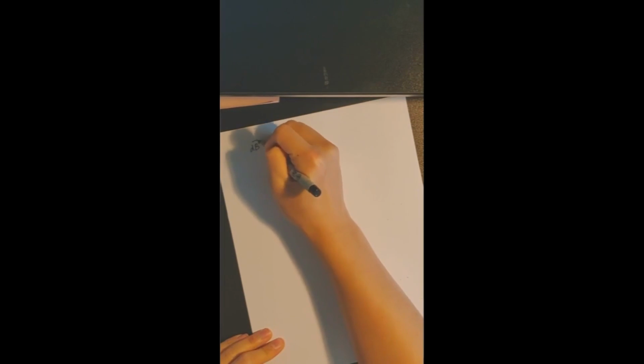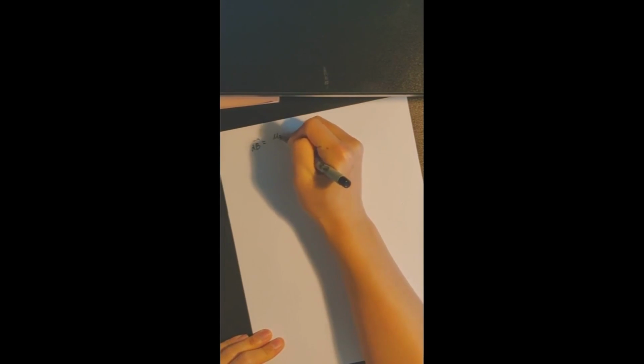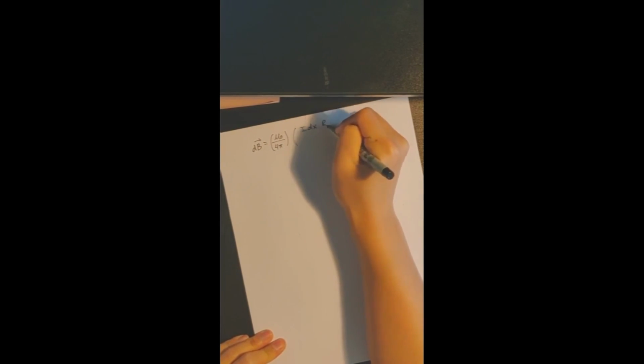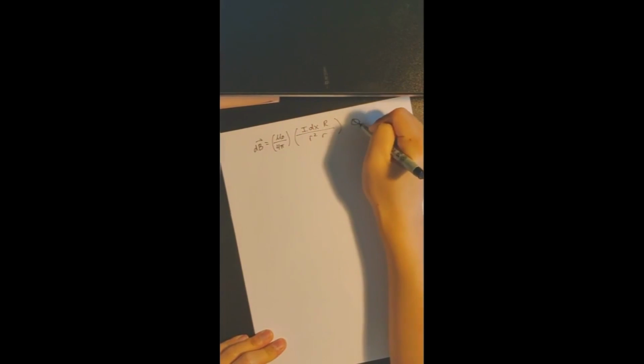So moving on, let me just rewrite what we had on our last piece of paper. So we know that dB is equal to mu naught over 4 pi times I dx R over r squared r, and we know that this is going into the paper.